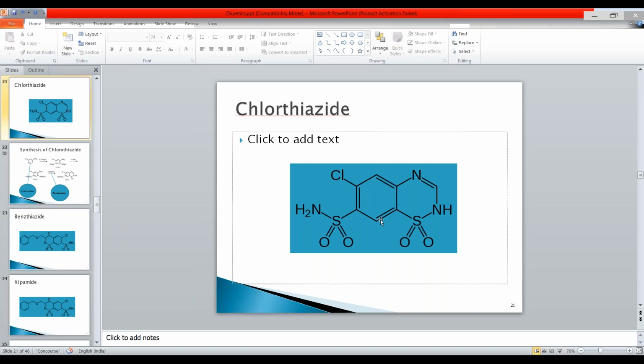Next point in SAR, substituting an active group at 6th position is essential for diuretic activity. Here, chloride, bromide, CH3 and NO2.